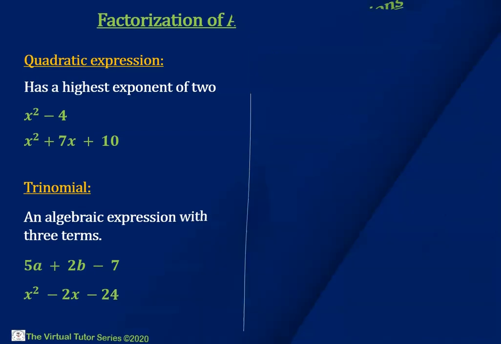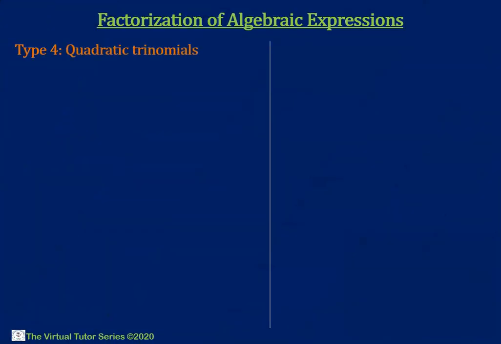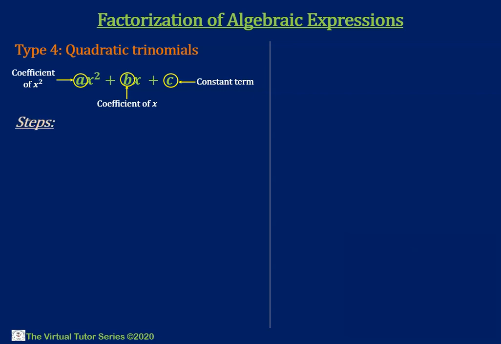Let's begin with the factorization of quadratic trinomials with one variable. A quadratic trinomial with one variable is of the form ax squared plus bx plus c, where x is the variable, a is the coefficient of x squared, b is the coefficient of x, and c is the constant term. We can factorize an expression of this form using the following steps.